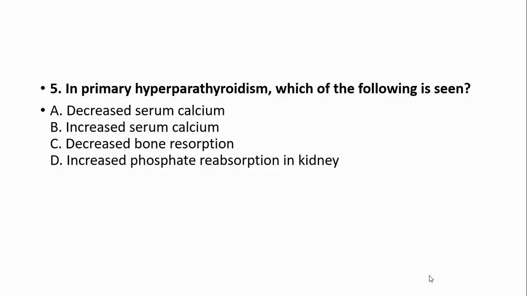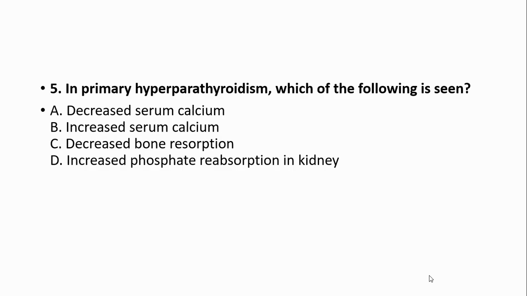In primary hyperparathyroidism, which of the following is seen? A. Decreased serum calcium. B. Increased serum calcium. C. Decreased bone resorption. D. Increased phosphate resorption in the kidney. So any guesses, you can comment. And the answer is B, increased serum calcium. You know why?